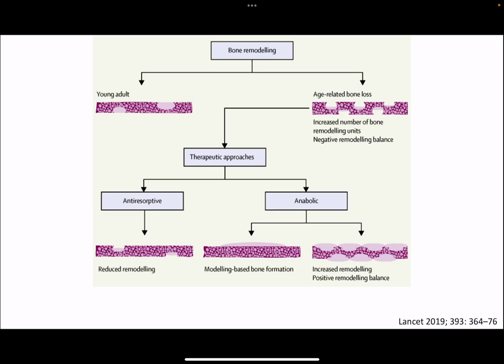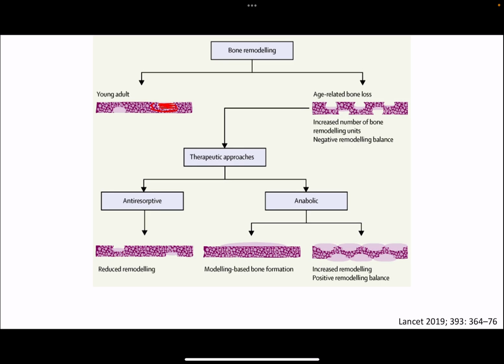This is a diagram that shows what happens during bone remodeling. In a young adult, inevitably, we're going to have fractures occur. So here we have a place where maybe the bone was weakened, there was stress there. So the osteoblasts and the osteoclasts will work together to fill this area up. And that's what that pink is showing.